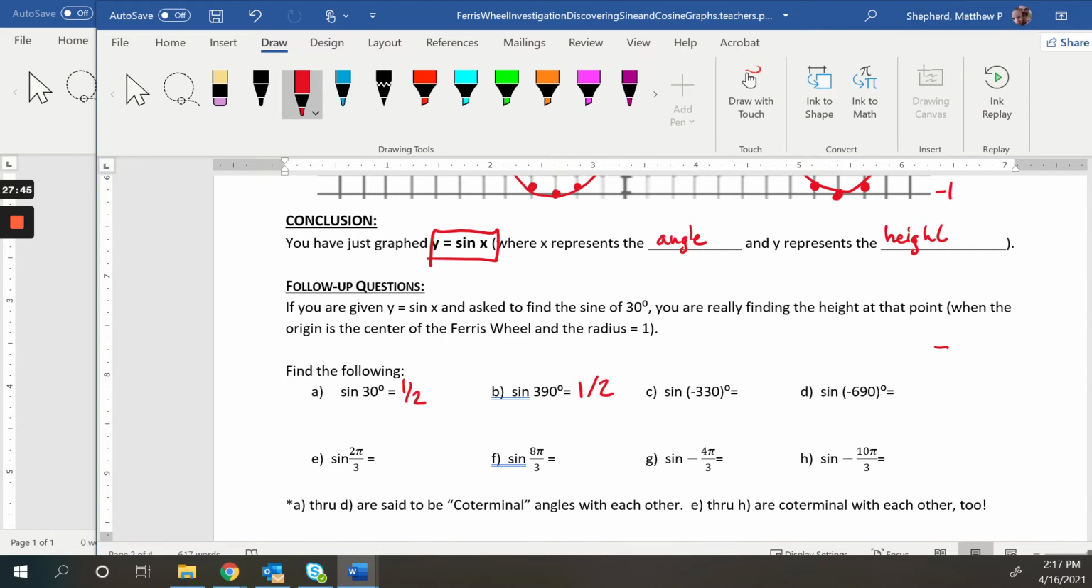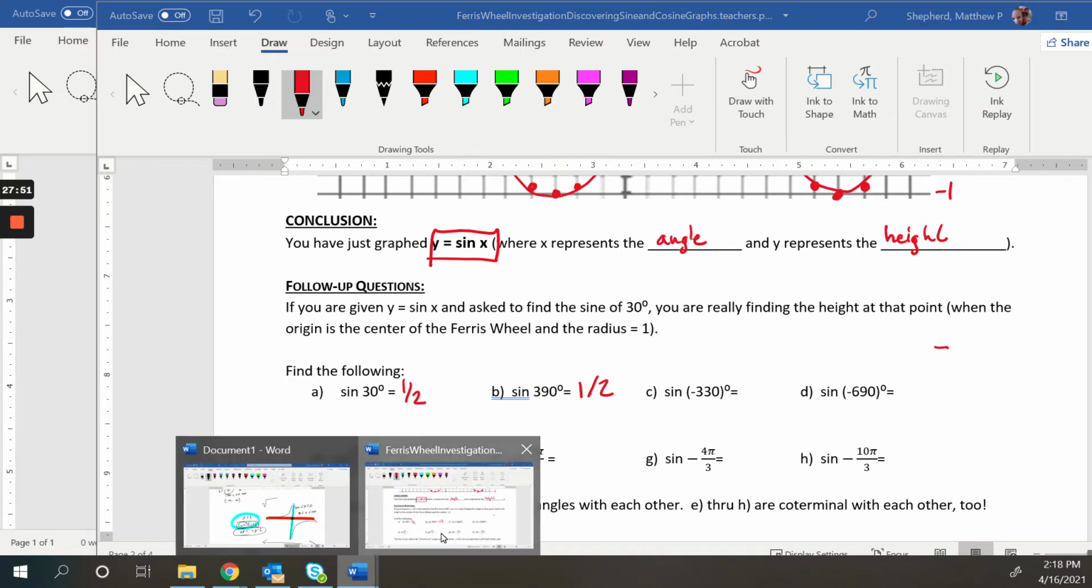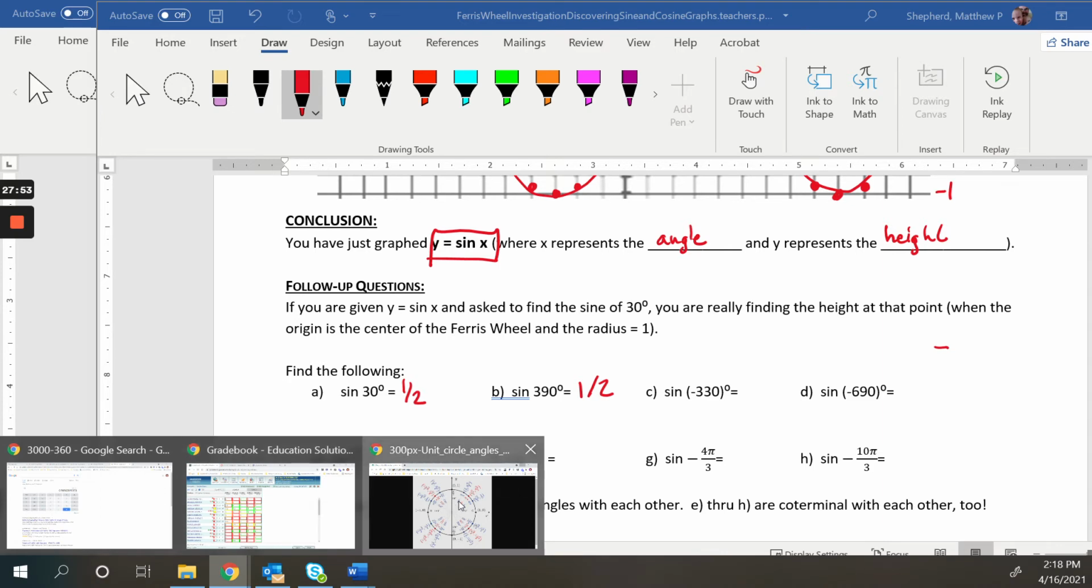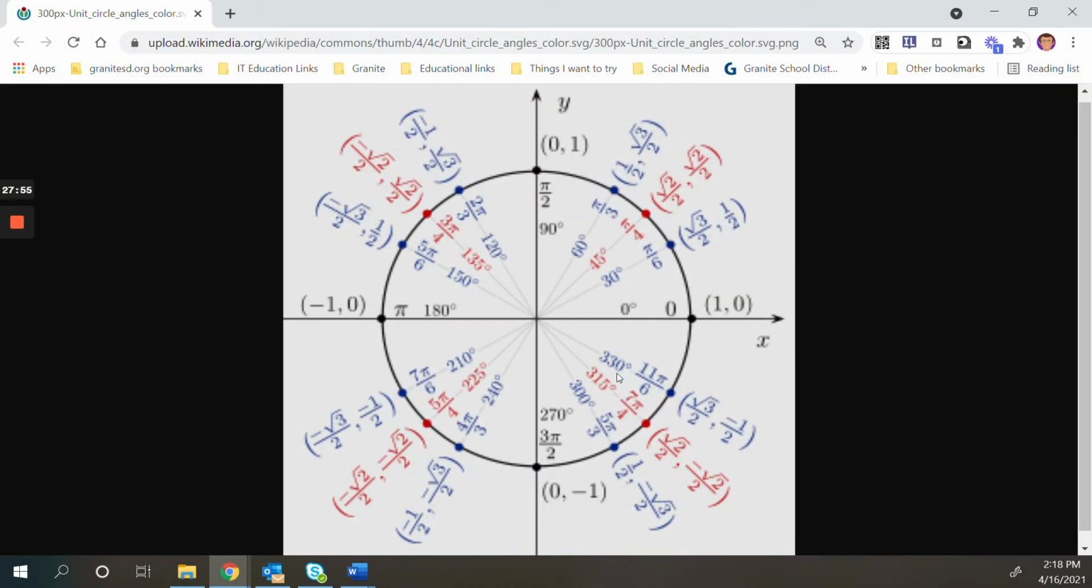Okay, and then at negative 330, so if I go backwards 330 degrees, so notice 330 degrees positive is just, I would have started at this line and gone almost nearly all the way around with just 30 degrees left to go. But to do it the negative direction, we'd go almost all the way around, just 30 degrees left to go, and the height is at a half.